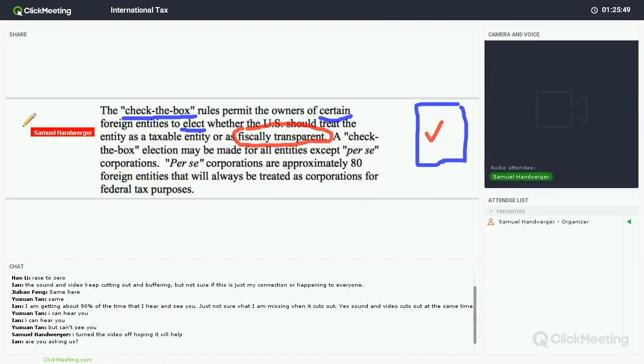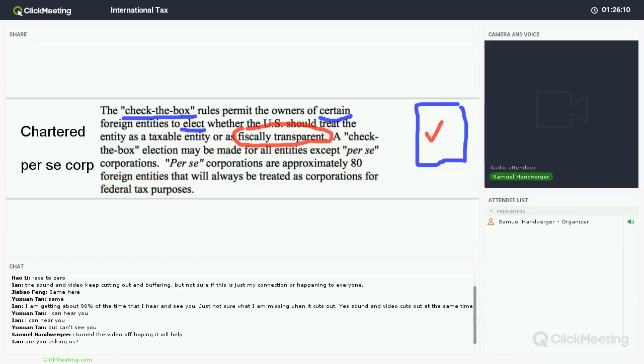Like, for example, if you go to the United Kingdom and you set up what's called, I believe, a chartered company, you can check the regs. That is, I believe, a per se corporation. So you can't check the box on that one.